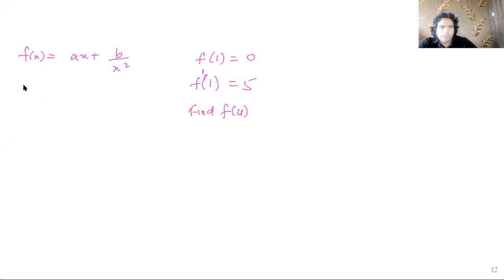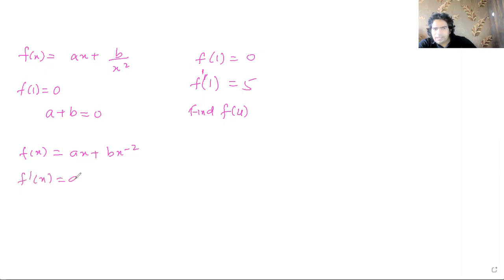So in this question, f of 1 has been given to us as 0, which means that if I replace x with 1, a plus b is 0. And f dash 1 is 5. So firstly, f of x is ax plus b x to the power negative 2. So f dash x will be a plus b times negative 2 x to the power negative 3. So a minus 2b over x cubed equals, this is the derivative.